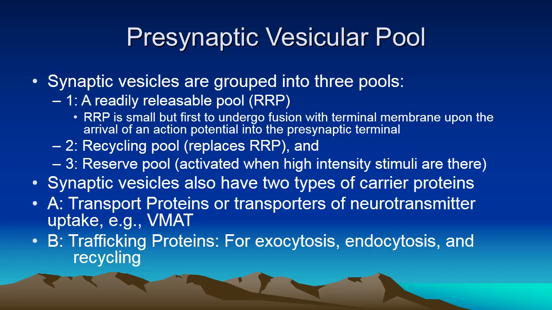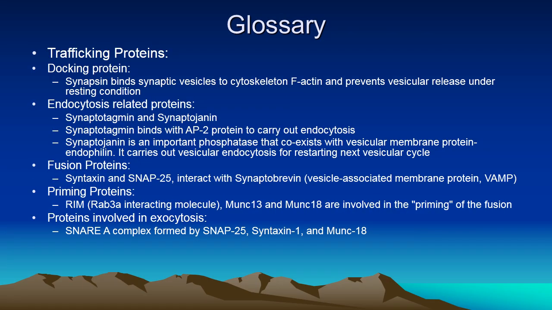Synaptic vesicles also have two types of carrier proteins. The one is transport protein for transporting neurotransmitters inside, particularly vesicular monoamine transporter subtypes 1 and 2. And the second, which is very important and a part of the discussion, is trafficking proteins for exocytosis, endocytosis, docking, and recycling; these are terms we should know. Trafficking proteins are docking proteins, endocytotic proteins, fusion proteins, priming proteins, and proteins involved in exocytosis.